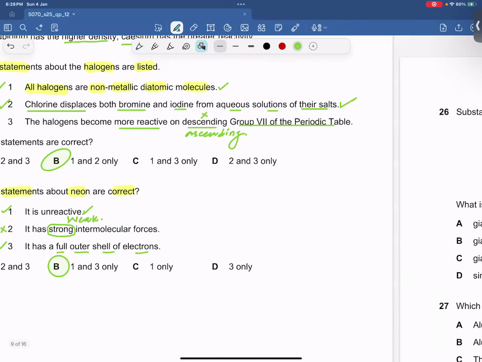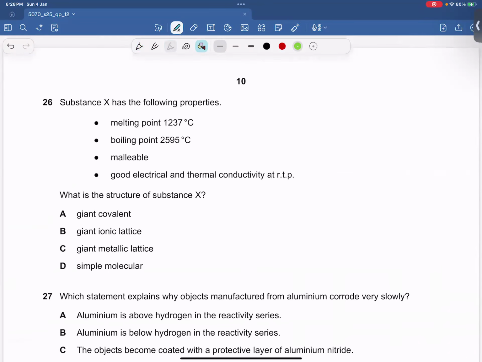Question number 26. Substance X has the following properties: higher melting point, higher boiling point. So obviously, a simple molecular structure is not going to be the correct answer because simple molecular substances have low melting and boiling points.